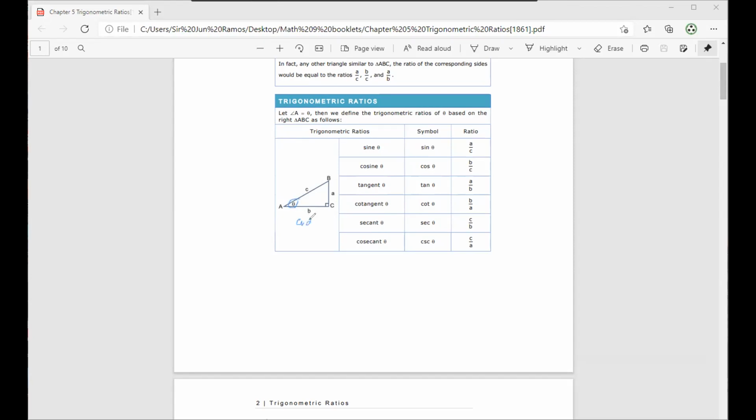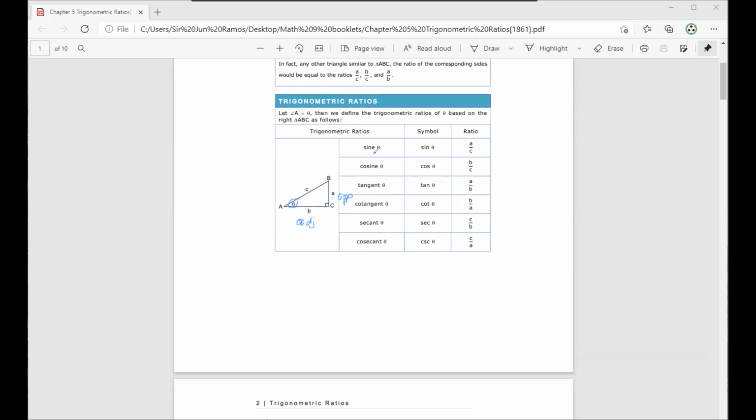Adjacent side to this reference angle here, theta. And then A here will be the opposite side. Again, in terms of theta or angle A, side B here, the base of the right triangle, is the adjacent side. And side A here is the opposite side. And of course, we know that this is the hypotenuse.